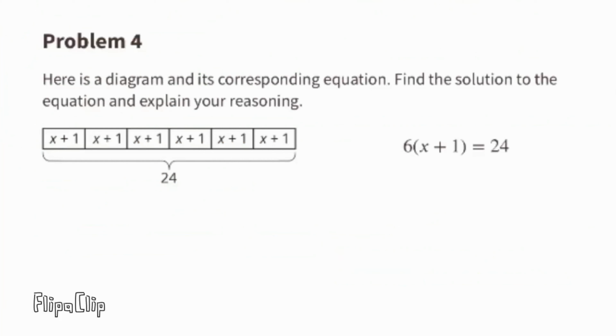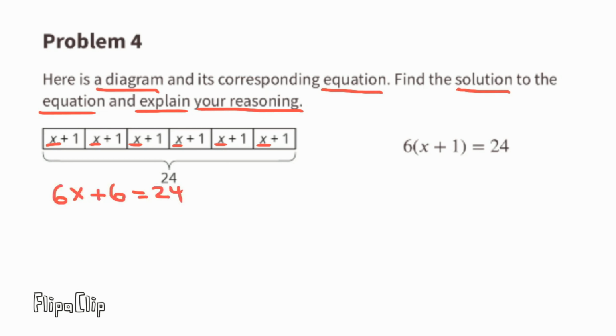Problem number 4. Here is a diagram and its corresponding equation. Find the solution to the equation and explain your reasoning. This tape diagram that's worth 24 is divided up into 6 different sections. Inside each of the sections, there's an x plus 1. That's a total of 6x plus 6. And remember, that equals 24.